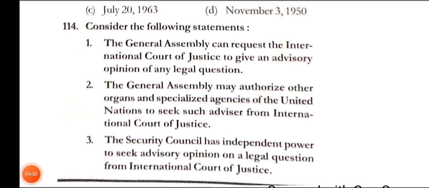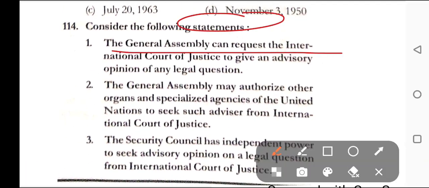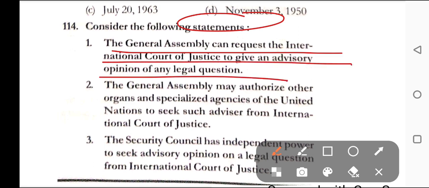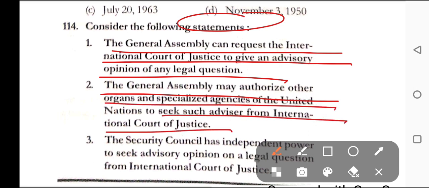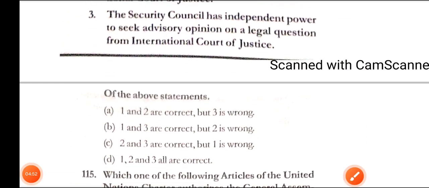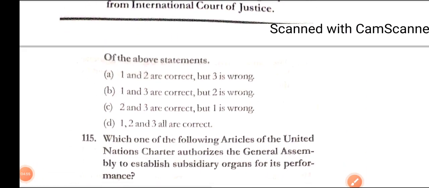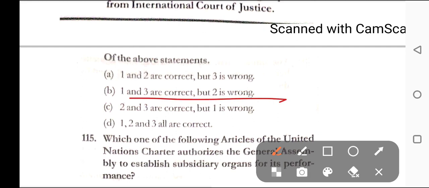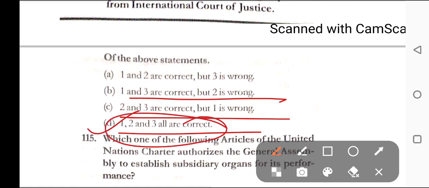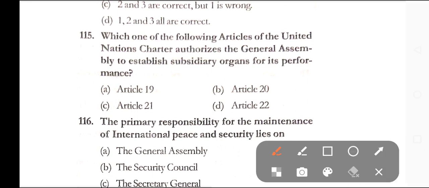Question number 114. Consider the following statements. First, the General Assembly can request the International Court of Justice to give an advisory opinion on any legal question. Second, the General Assembly may authorize other organs and specialized agencies of the United Nations to seek such advice from the International Court of Justice. Third, the Security Council has independent power to seek an advisory opinion on a legal question from the International Court of Justice. Of the above statements, 1 and 2 are correct but 3 is wrong; 1 and 3 are correct but 2 is wrong; 2 and 3 are correct but 1 is wrong; 1, 2 and 3 all are correct. Here in question number 114, option D is the correct answer, that is 1, 2 and 3 all are correct.